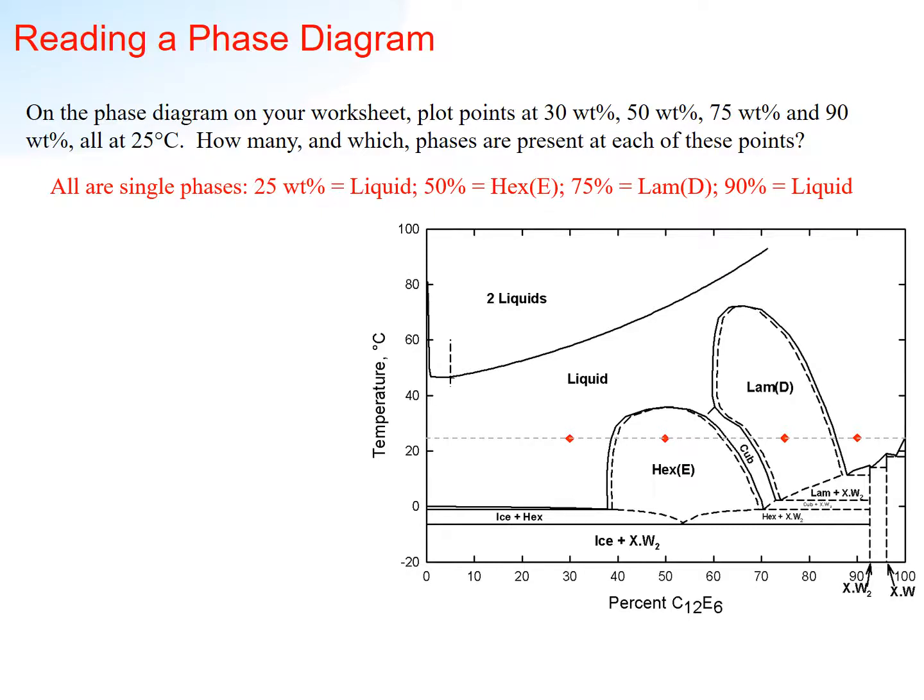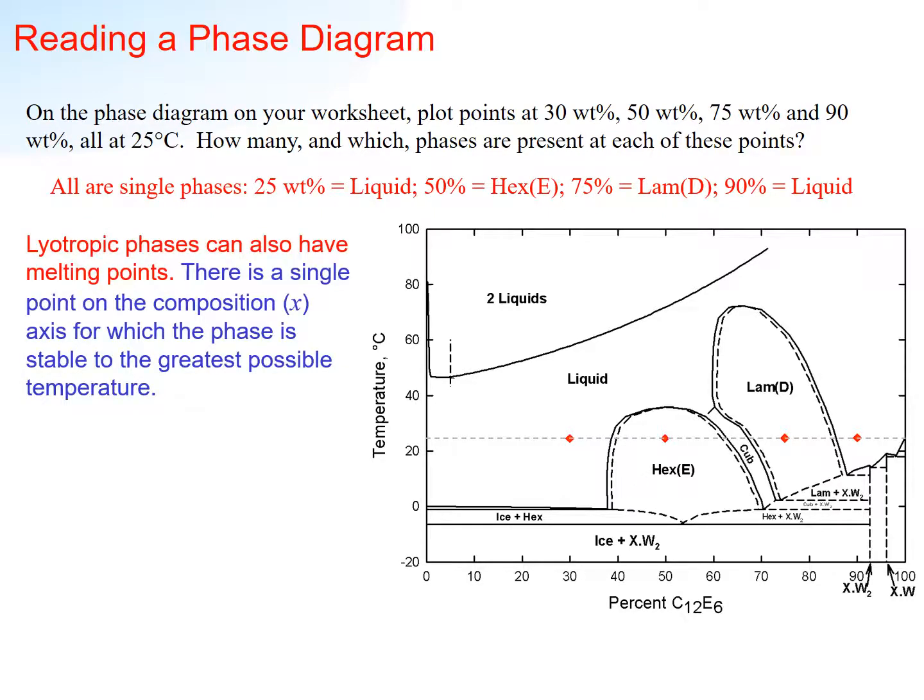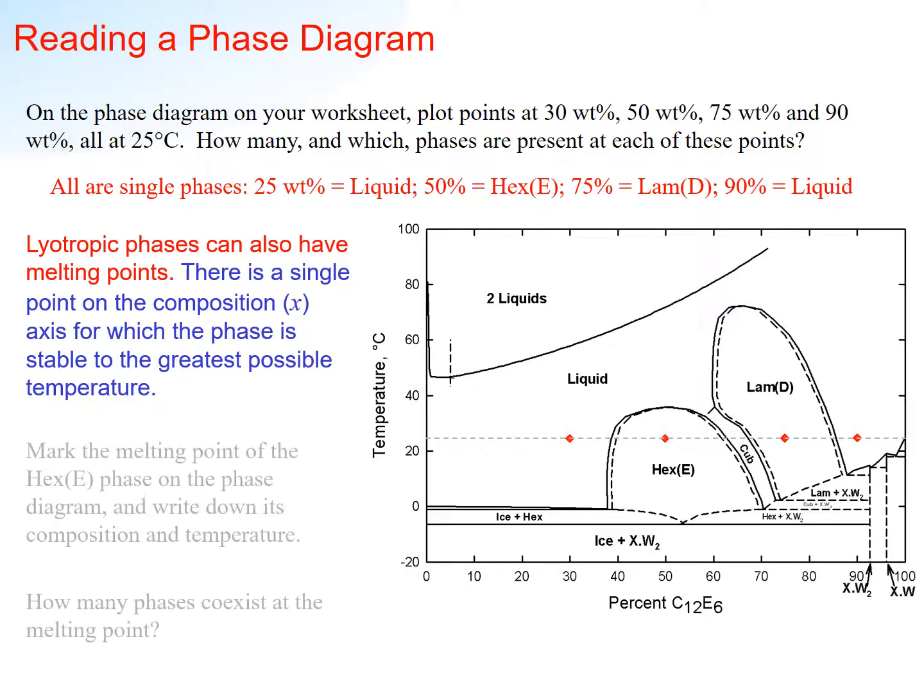Now, these lyotropic phases can also have melting points. There's a single point on the composition axis for which the phase is stable to the greatest possible temperature. You can warm it up to the maximum possible temperature. So on your phase diagram, mark the melting point of the hex phase, and then write down its composition and its temperature.